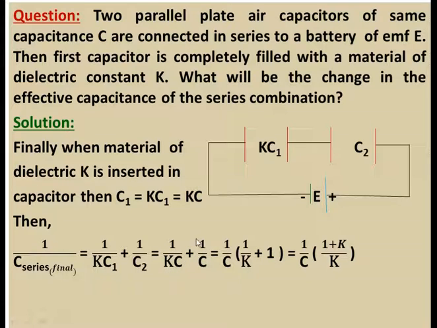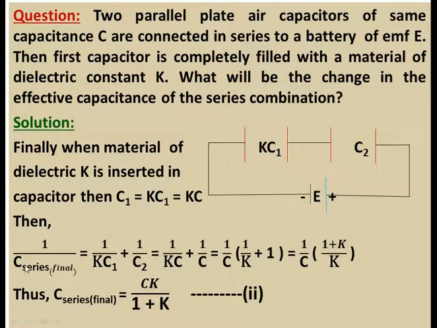If you take 1 by C common, here you will get 1, and here you will get 1 by K. So 1 by C inside bracket 1 by K plus 1. If you solve this, you will get 1 by C inside bracket 1 plus K by K. So 1 by C series final is 1 by C times 1 plus K by K. Thus C series final is equal to CK by 1 plus K. This is the final capacitance of this whole system, the new capacitance of the combination.